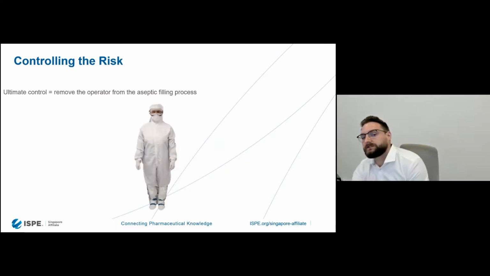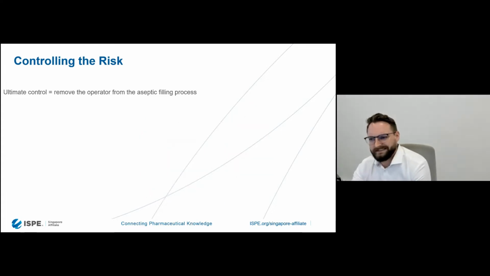Okay, so the best way to control the risk is to remove the operator from the aseptic filling process completely. So we just get them out of there. Obviously, this is much easier said than done, but let's look at how it's kind of evolved over the past few years in the pharma industry.